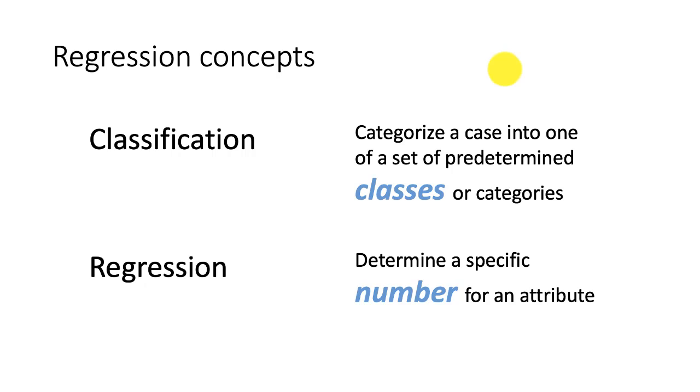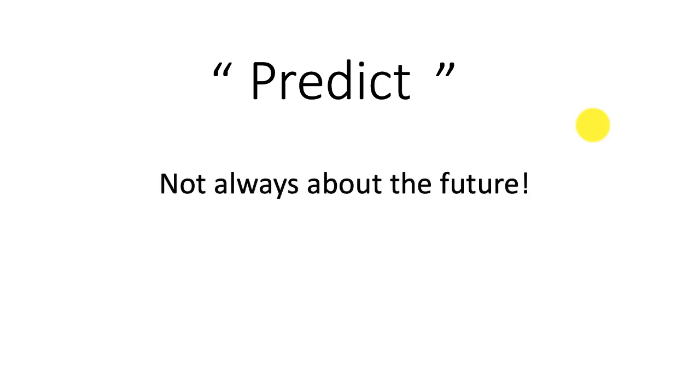So classification is about taking a case and putting it into one of a few categories. And regression is about taking a case and predicting an attribute, a numeric attribute. Of course, as we've already discussed, predict in English is talking about the future, but predict in the context of predictive analytics may not always be about the future. We have seen some examples of this.